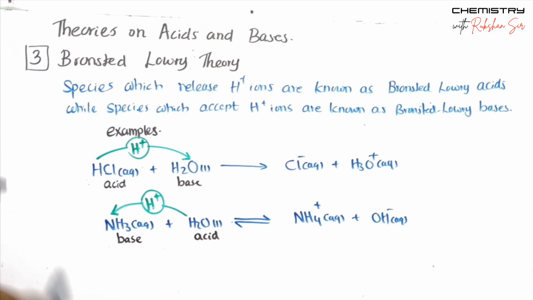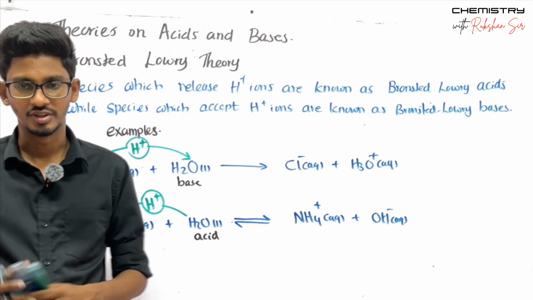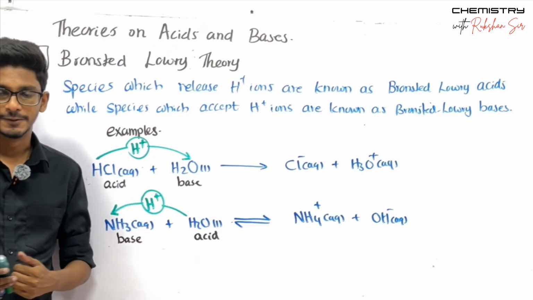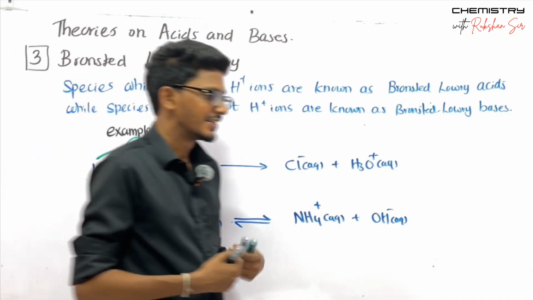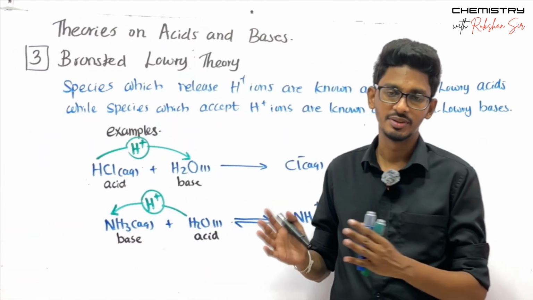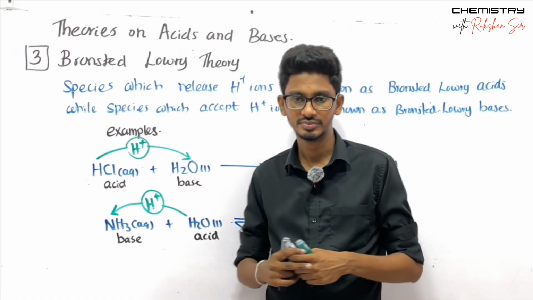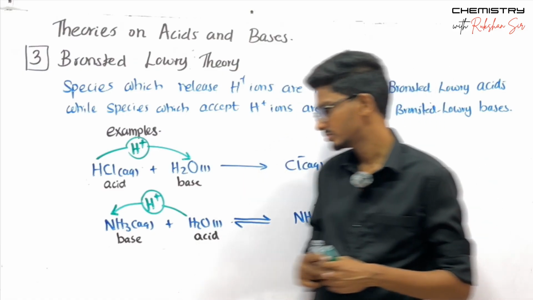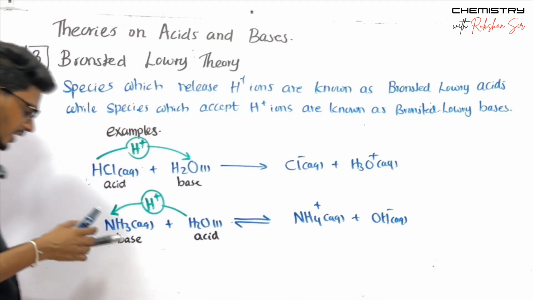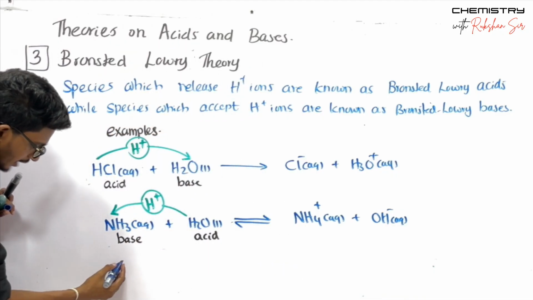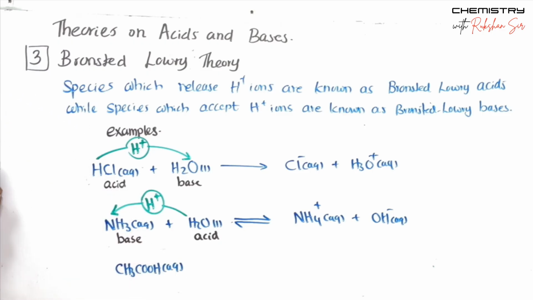So this is how we identify acids and bases in acid-base reactions, with the knowledge of H plus movement. The H plus releasing substances, the H plus donors, are acids, while the H plus acceptors, the H plus gaining substances, are bases. Is the thing clear now? If you need another example, I can give you another one.